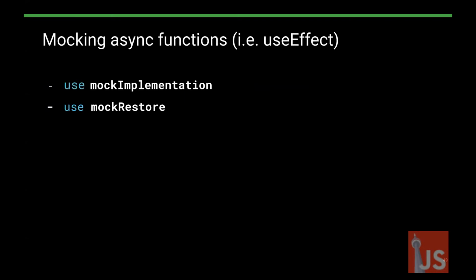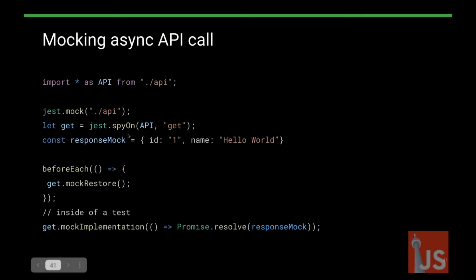And then the other thing with your useEffect is that you have to use mock implementation and mock restore. Especially for API calls, you're faking what you return. So it kind of looks like this, right?